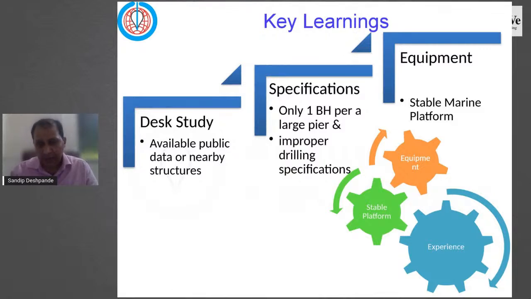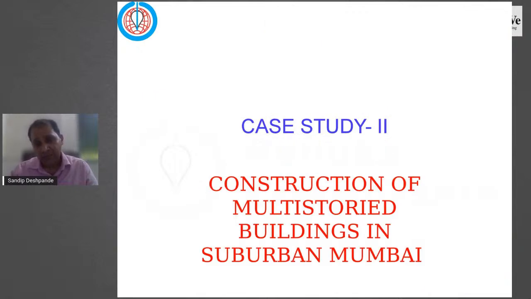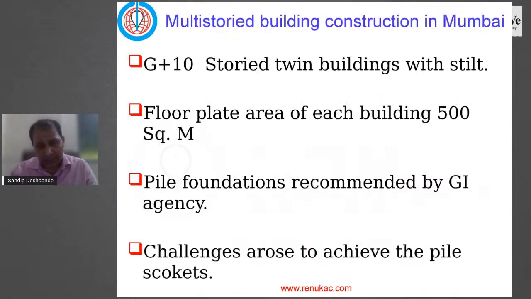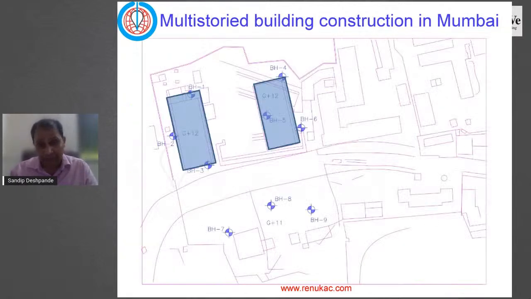The key learnings are that good quality of equipment and availability of nearby stratifications greatly improve the confidence in the investigation programs. This is for suburban buildings in Mumbai. It is about a floor plate area of about 500 square meters. Pile foundations were recommended by the GI agency. And similarly, we faced erratic stratifications at the site, and we had to curtail the pile foundations to open foundations, and we took it further.